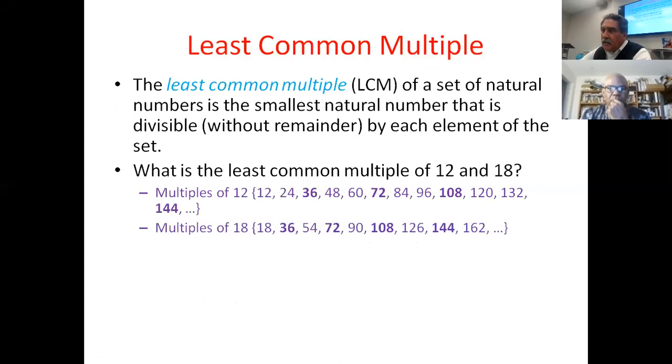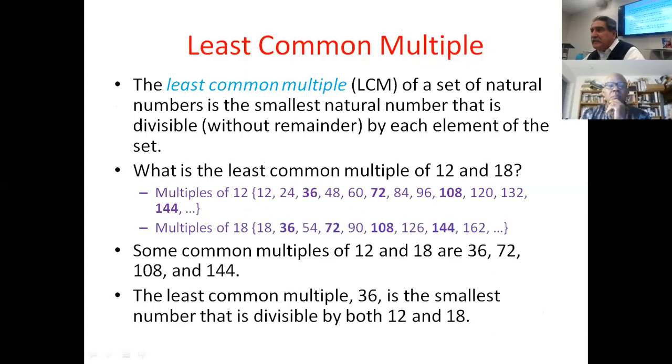Now, another thing that is very important is the least common multiple, LCM. The least common multiple of a set of natural numbers is the smallest natural number that is divisible without remainder by each element of the set. Now, what is the least common multiple of 12 and 18? You see, just by reading this, you get some understanding, but it won't help you. You got to do the practice.